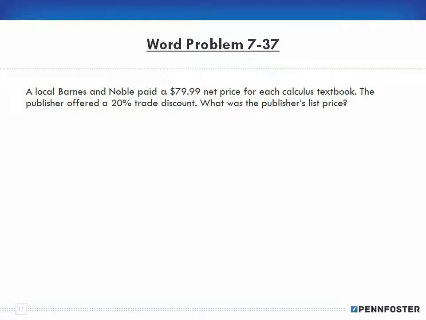A local Barnes & Noble paid $79.99 net price for each calculus textbook. The publisher offered a 20% trade discount. What was the publisher's list price? So simple. $79.99, right? And it's asking for the publisher's list price. We're not talking about the discount, and the $79.99 is the net price, okay?